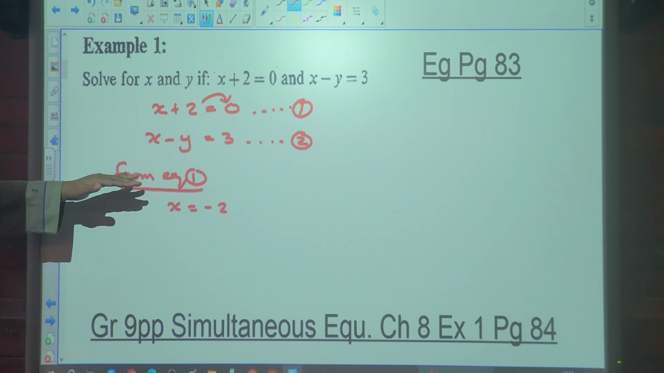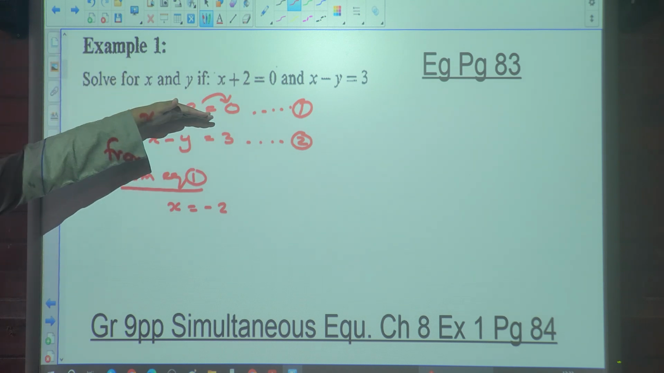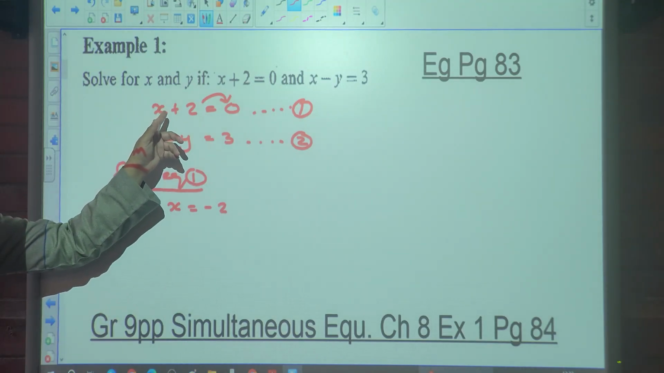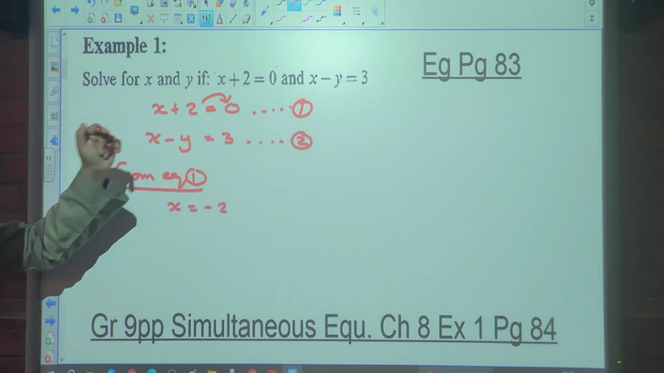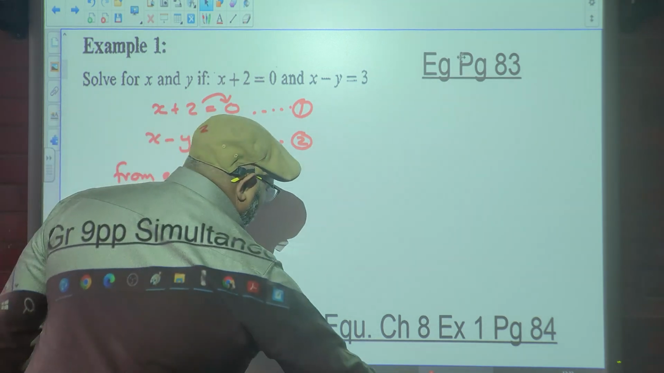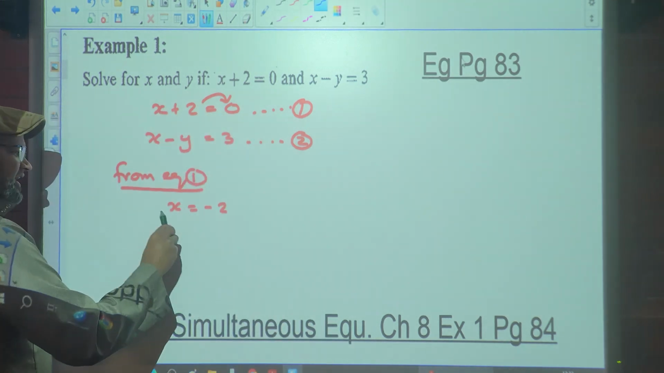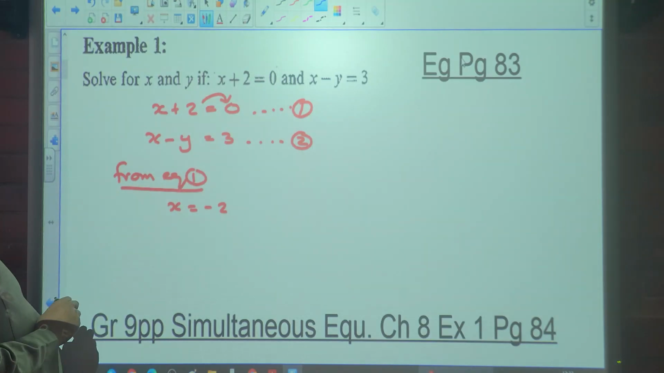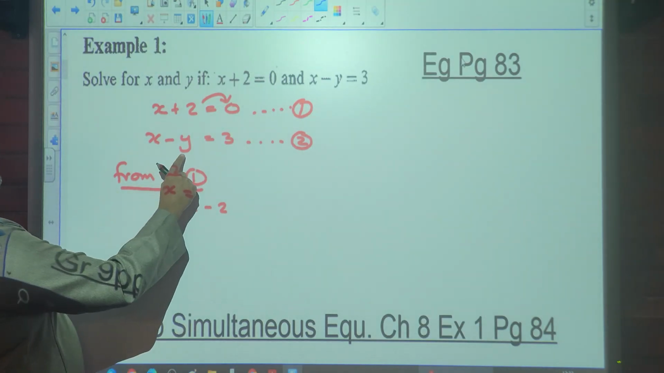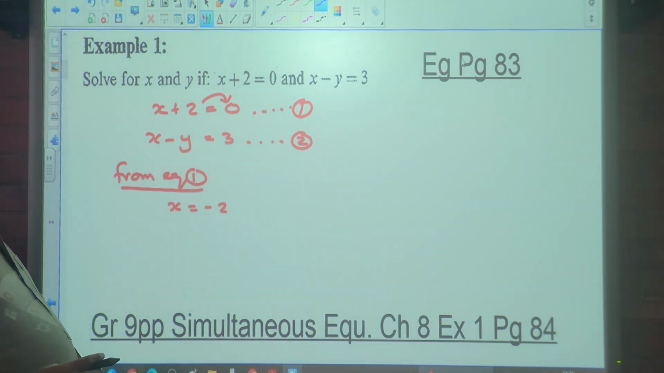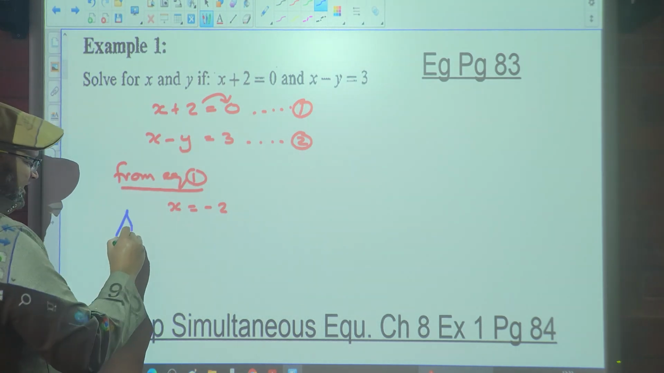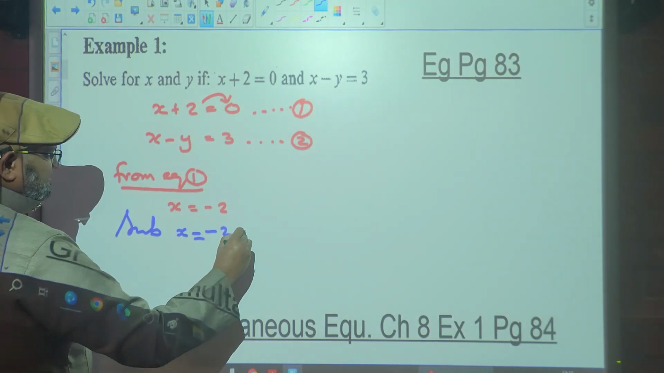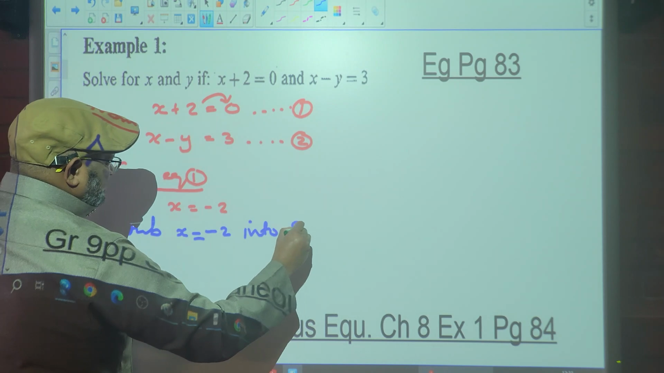Are you all okay with this? So what I did was I took the first equation and I solved x, because there is one unknown there. Okay, you guys all understand. So what we're going to do now is substitute this x value into equation 2. If I substitute x in, what will I solve? y. Can you see that, people? So now we're going to substitute x is equal to minus 2 into equation 2.